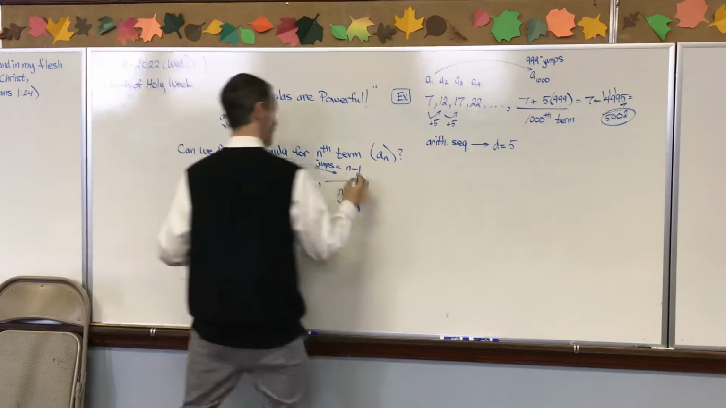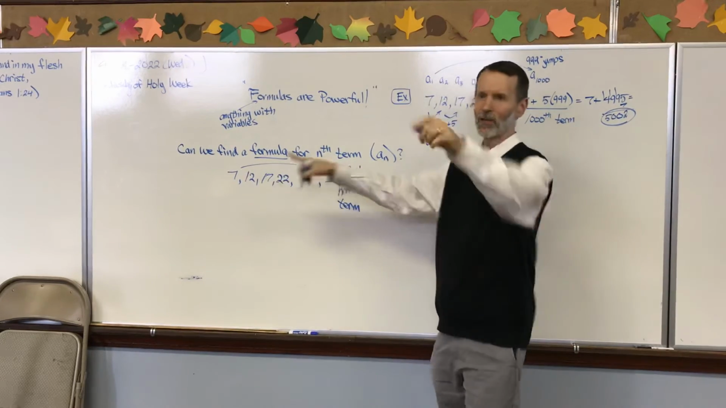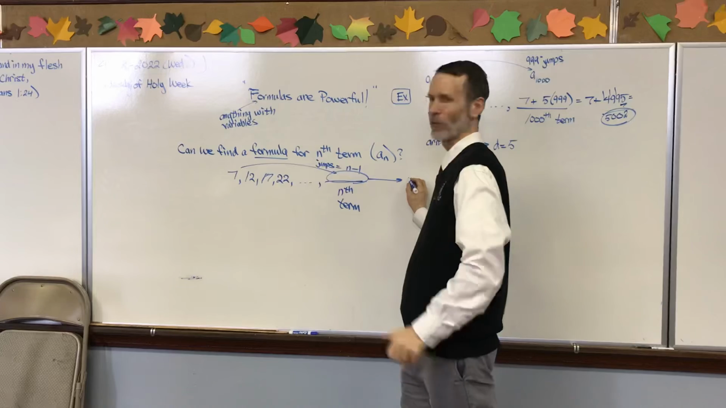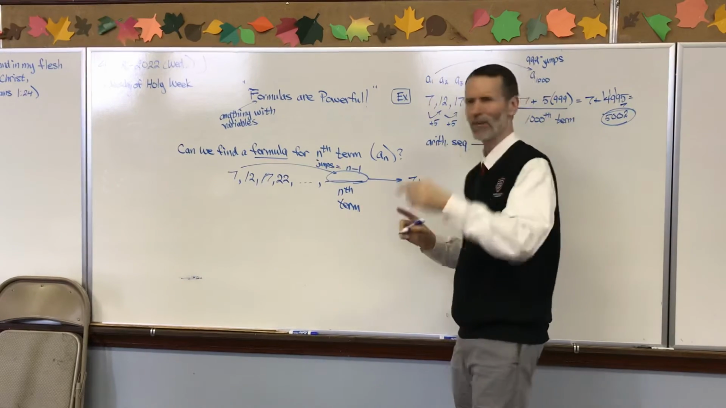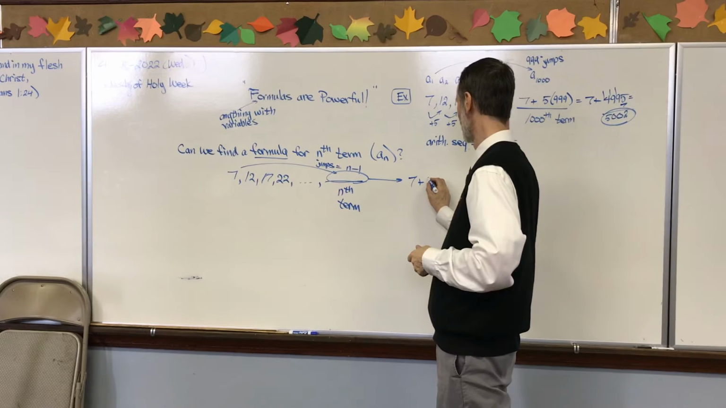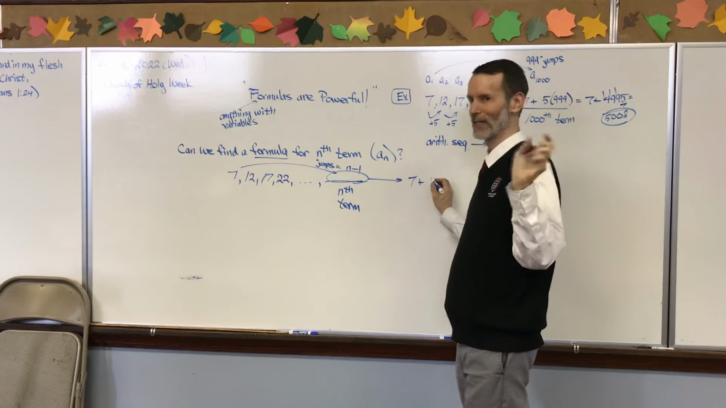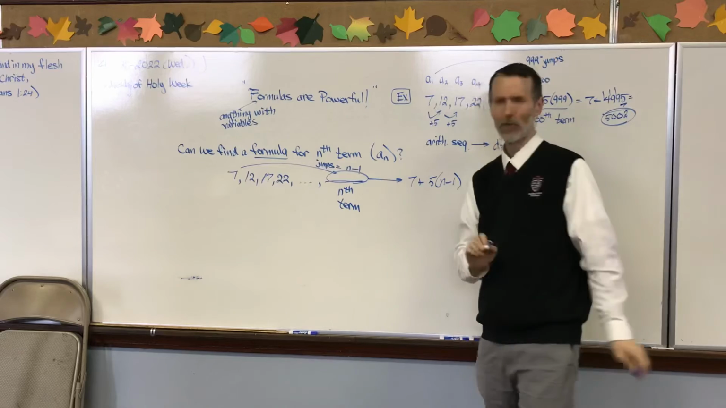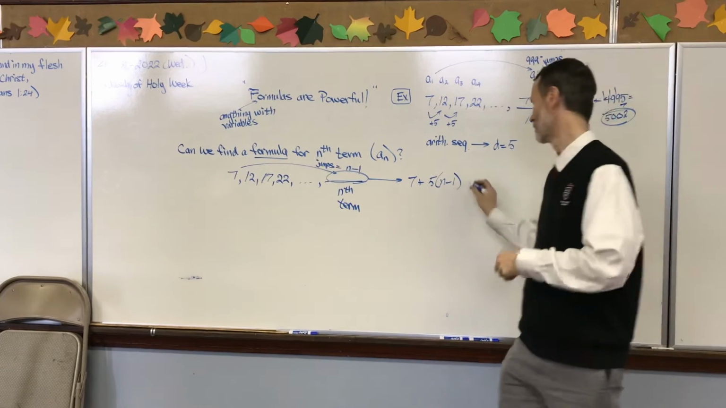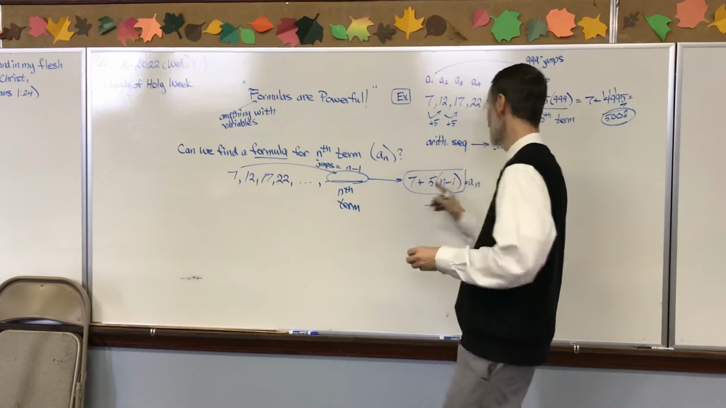Can somebody give me a formula for this? What number are you starting with, first of all? 7 plus, how much is each jump? What are they adding? 5 times n minus 1. There's your formula. A sub n is this thing.